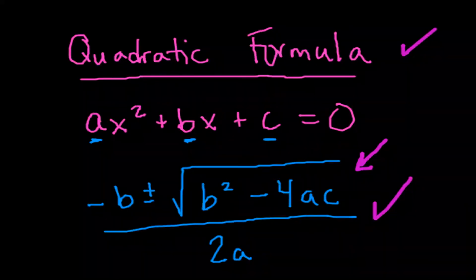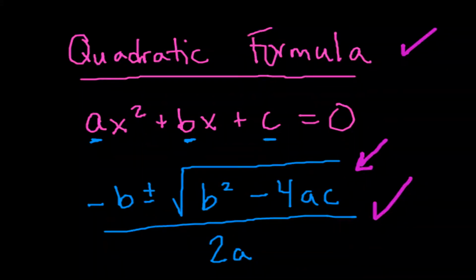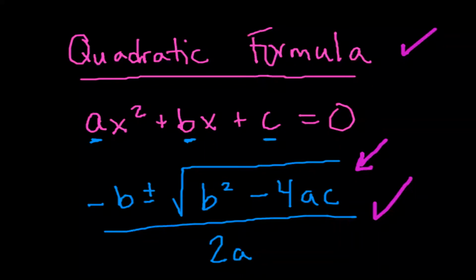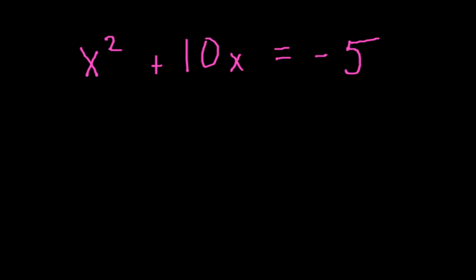Like maybe it will be plus or minus the square root of 36, and it will very easily be plus or minus 6, but not necessarily. Let me show you an example. So we have x squared plus 10x equals negative 5.